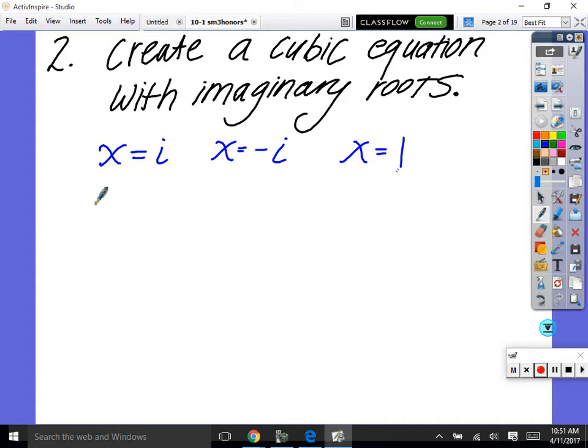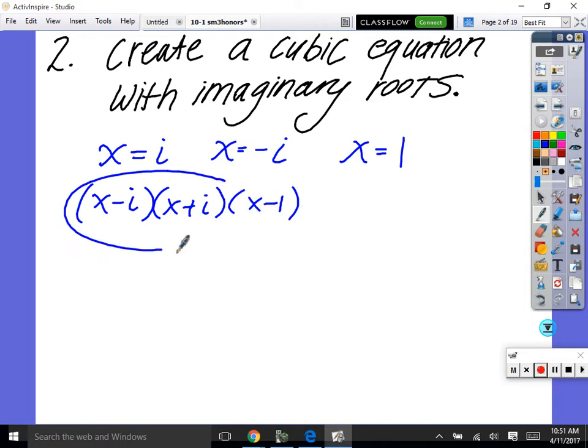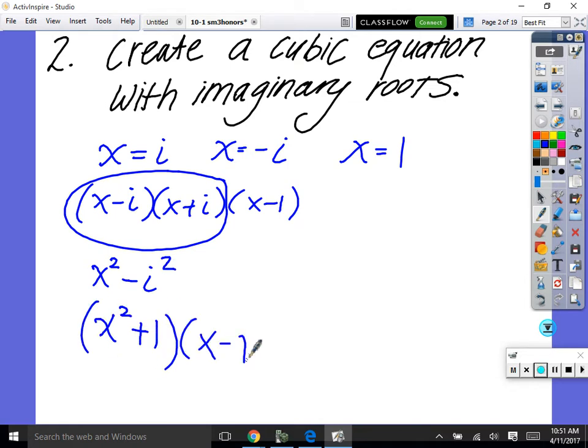So then Rebecca was saying we're going to have, which is exactly right, x minus i times x plus i, because I'd subtract i to get it set equal to 0, I'd add i to get it equal to 0, and then x minus 1. And then we would always distribute these through together. So it'll be x squared minus i squared, right? Which is x squared plus 1. And now we'll multiply in x minus 1.